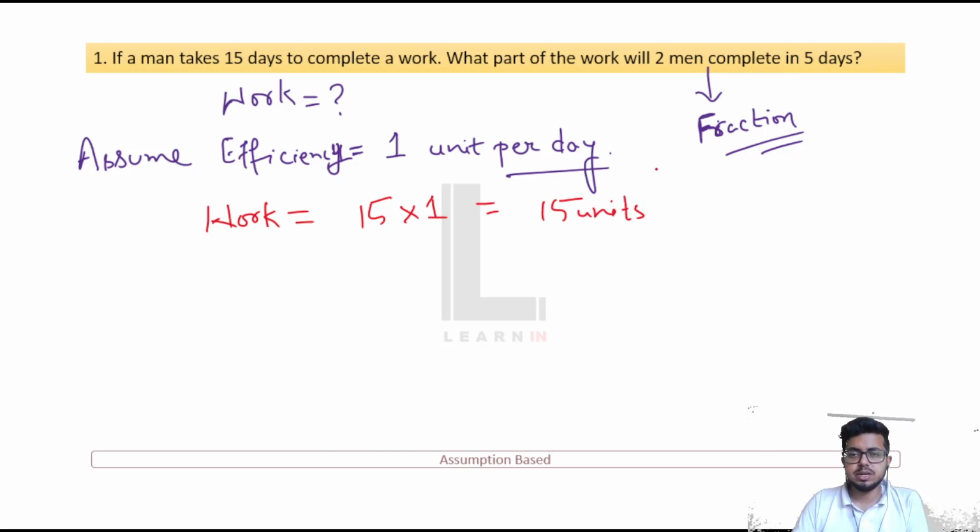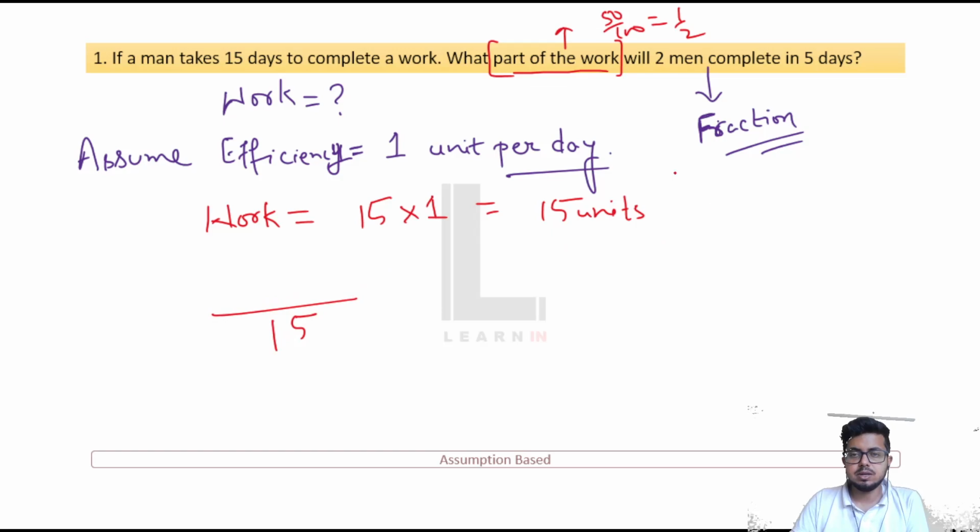Okay, now we need to find the fraction. How do we know that we need to find the fraction? Because we need to find the part of the work that we have done. For example, if we have done 50% work, we can say that 50 upon 100 work has been done, right? That is half of the work has been done. So we would need to find that. Now the total work is 15, right?